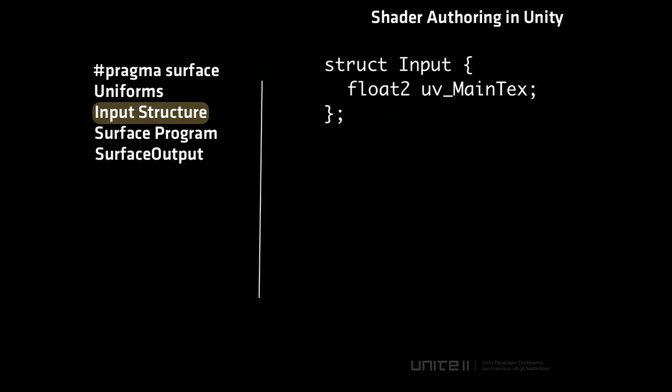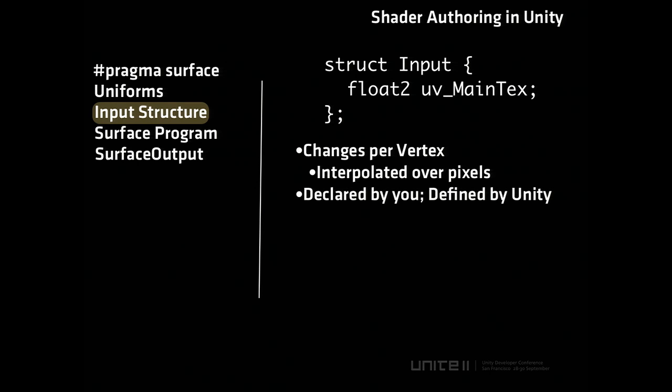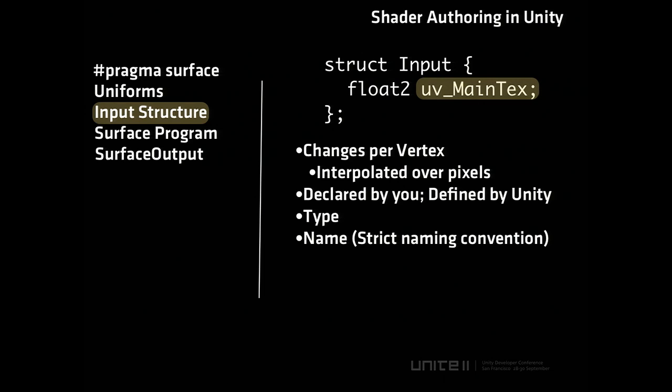We also specify an input structure, which is passed from the vertex to the fragment program. These change per vertex, and they're interpolated over the pixels. These are also declared by you and defined by Unity. So in this example, we have the main texture, the UV for the main texture, which is modified per pixel. That has a type and also a strict naming convention, which in this case of UVs is just UV and then the name of the texture.